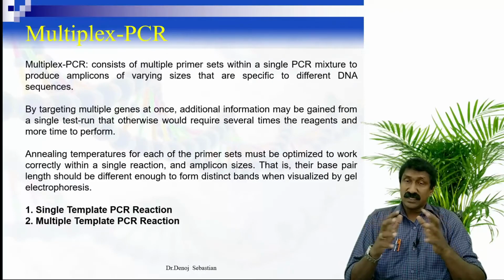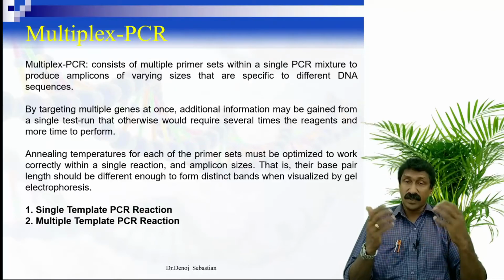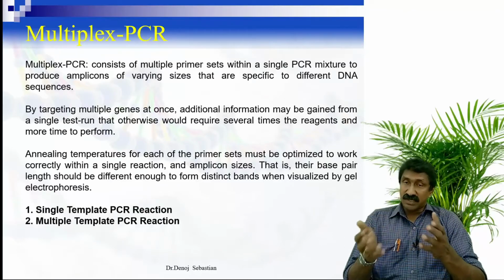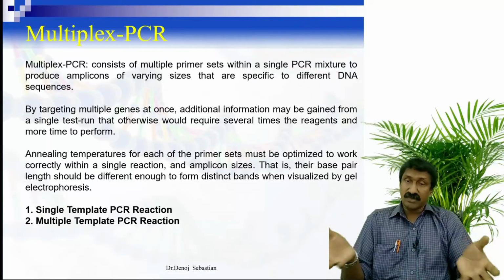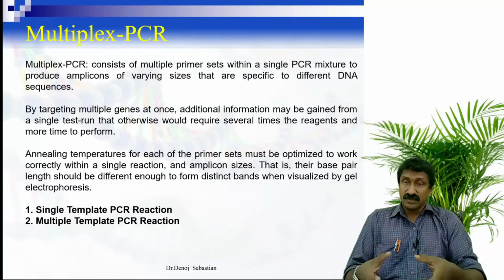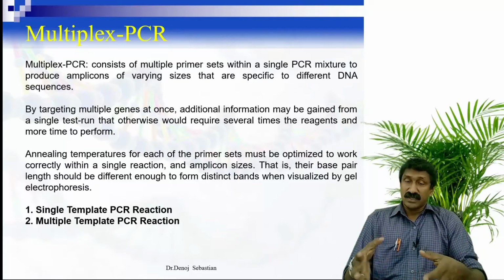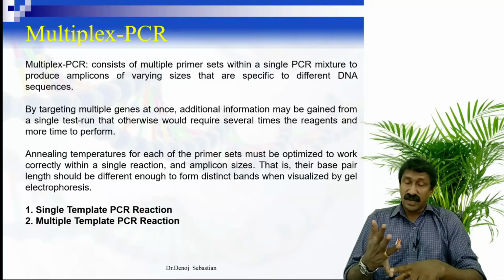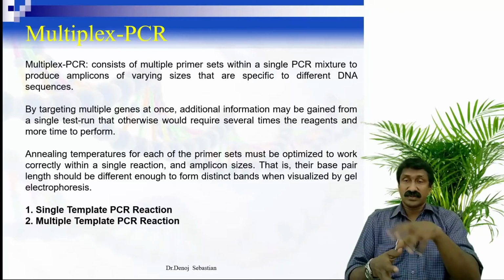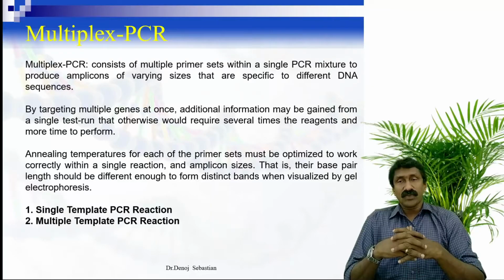In a single template reaction, the same pure culture organism may be targeted with different sets of primers for different genes. Whereas in a multiple template reaction, you can have a mixed culture from different sources, and in that mixed DNA sample, you can use different primers so that you can identify the presence of different organisms or different template DNA. That type of multiplex reaction is very useful in saving time, reagents and reagent costs.